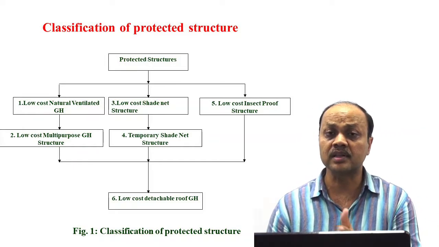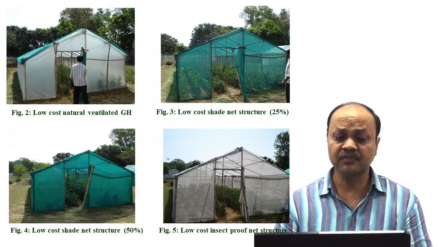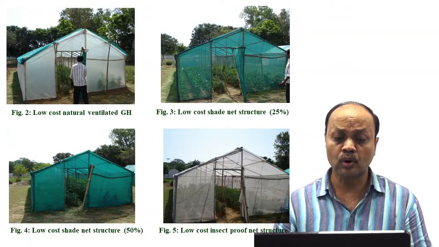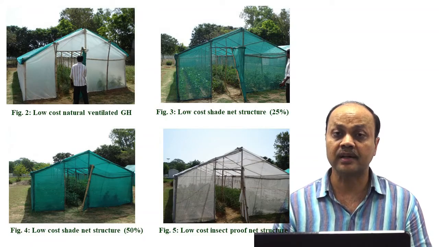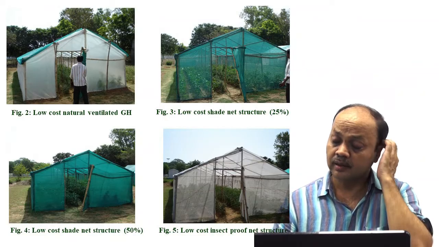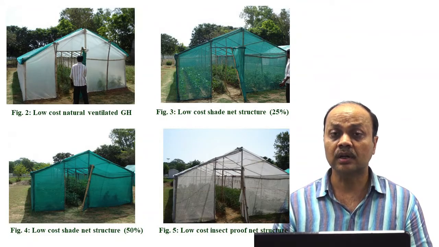This classification I have made based on the work we conducted in the Department of Agricultural Engineering. You can see from the picture that in figure 2, the left side is the low cost naturally ventilated greenhouse, and figures 3 and 4 show the shade net structure. In one shade net, the color is green, but its porosity, or pore space, is normally represented by 25% and 50%, and the fifth structure is the low cost insect proof net structure. When we started the study at Birsa in the Department of Agricultural Engineering, we measured the minimum temperature, maximum temperature, temperature at any time, relative humidity and light intensity throughout the year in all these 4 structures.